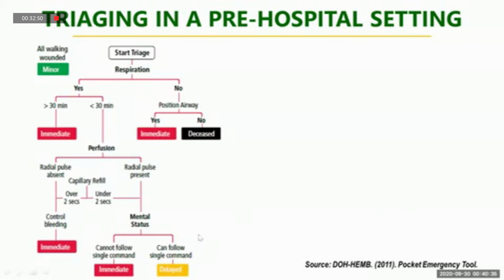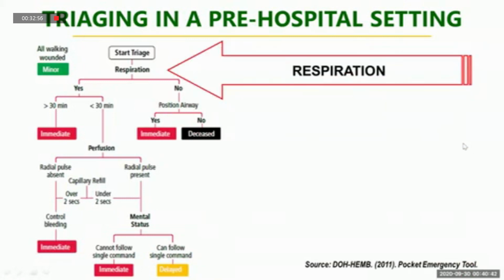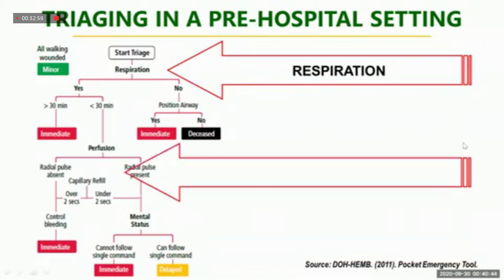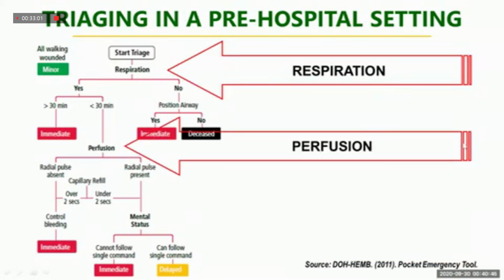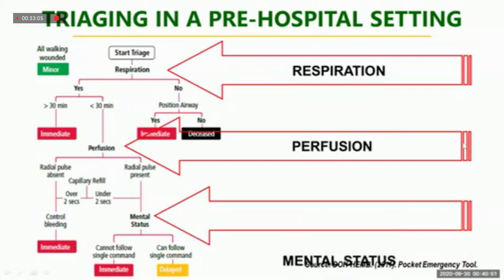We're using this one for triaging in mass casualty incidents. So you first do your respiration, followed by your checking of your perfusion, and lastly, your mental status. Okay? This would be in a pre-hospital setting. So let's have an exercise here for victim one.